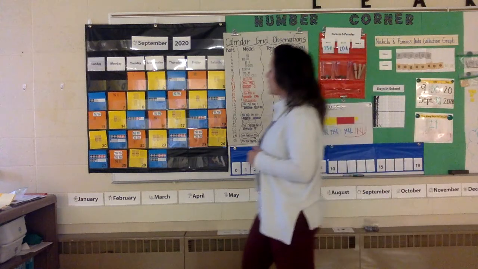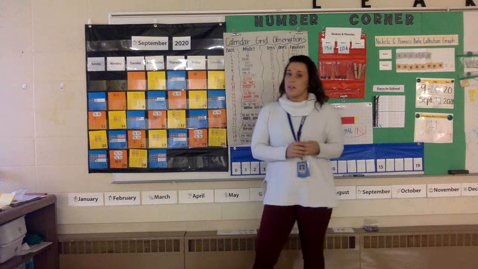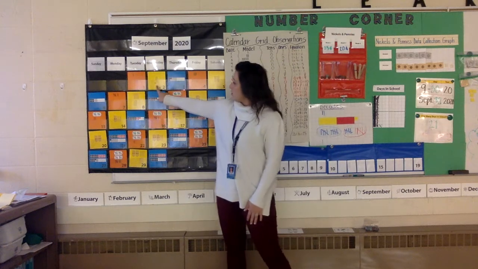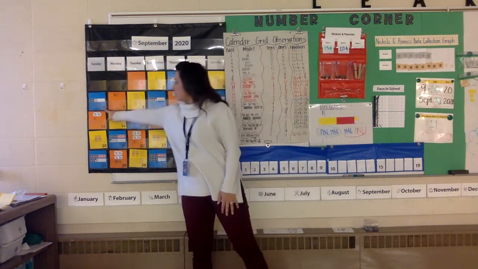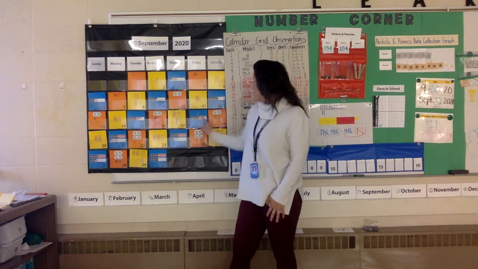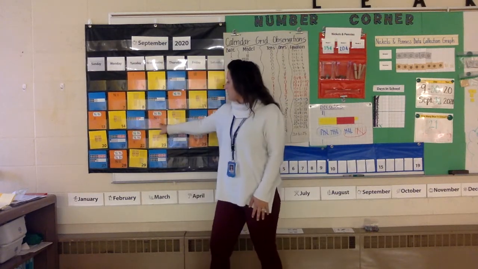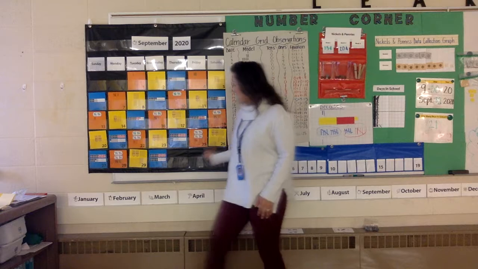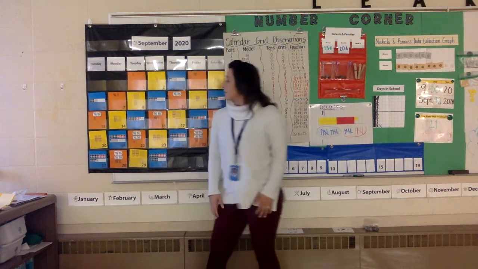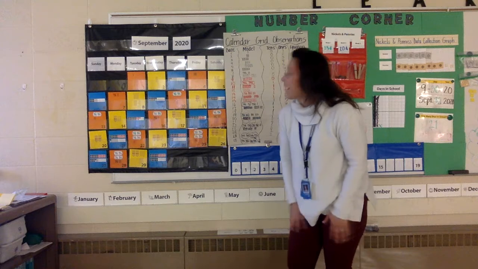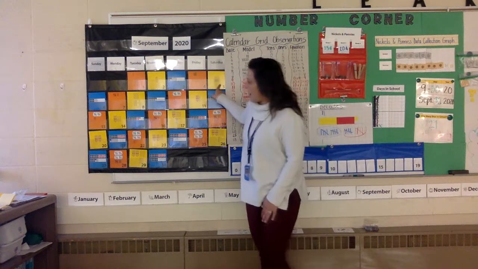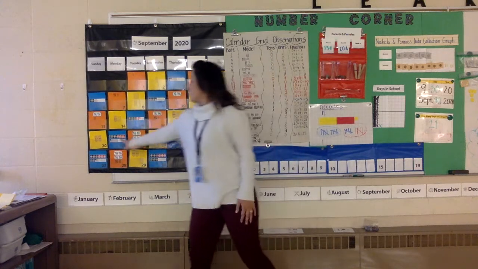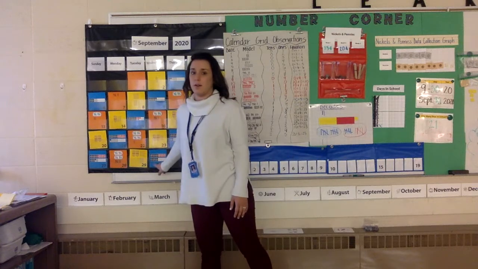We're going to go back to our calendar, and I want to count by 2s. So I want you to count with me. I'm going to point, and you're going to count. 2, 4, 6, 8, 10, 12, 14, 16, 18, 20, 22, 24, 26, 28, 30. Let's try to count by fives this time. 5, so count with me. 5, 10, 15, 20, 25, 30.